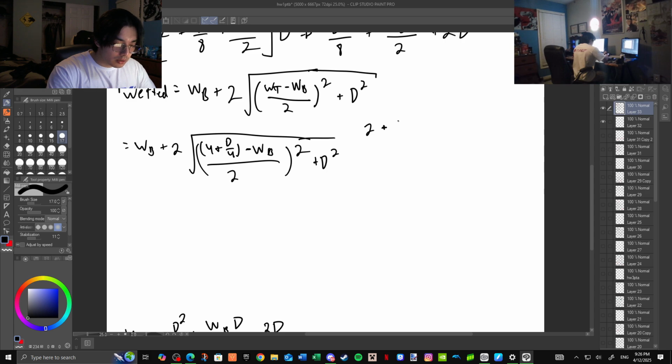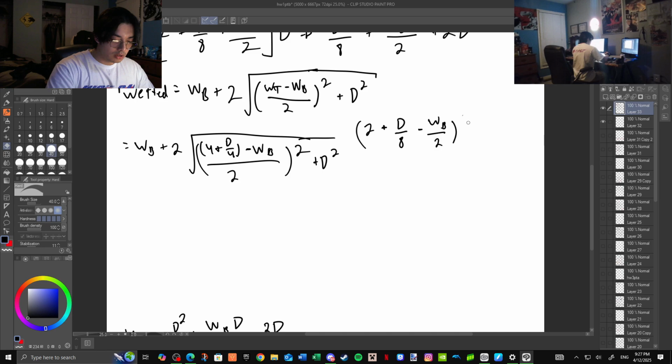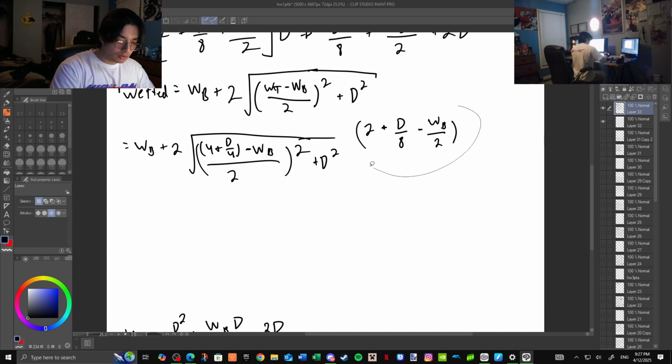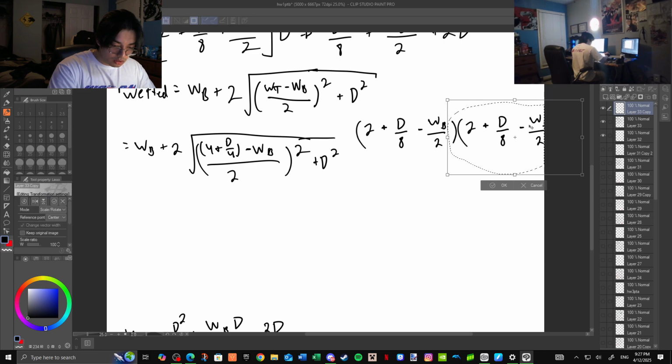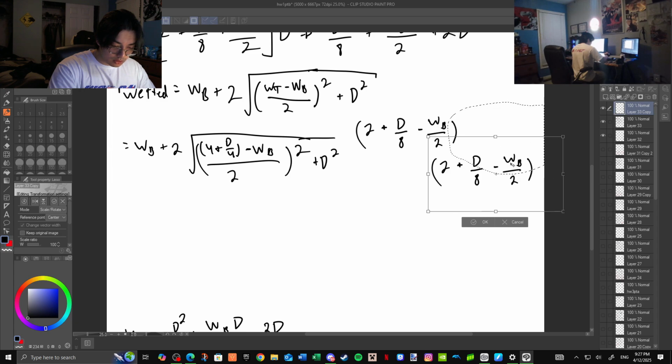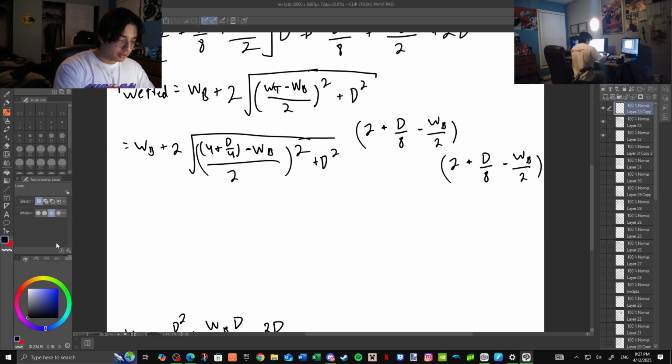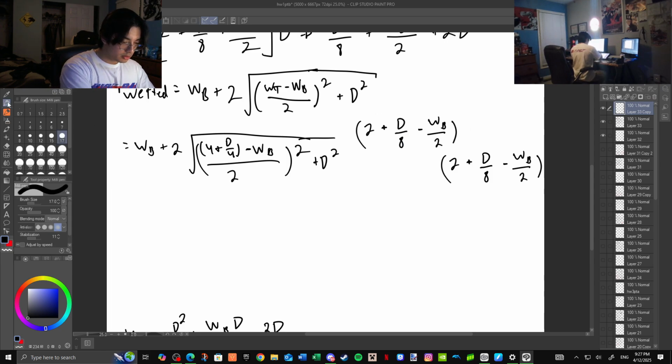This is going to be very difficult, or at least tedious, to square. So we have 2 times the square root of the quantity D over 8 minus WB over 2, squared. Oh man. We're going to square this. We need to multiply this by itself, twice. I am all over the place.